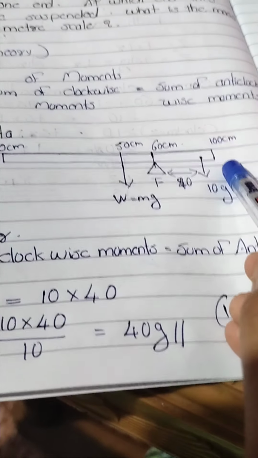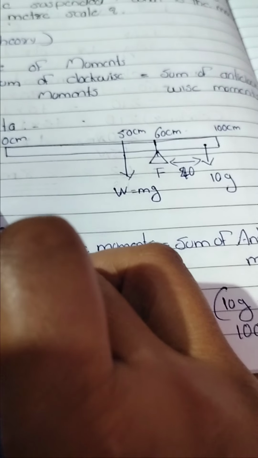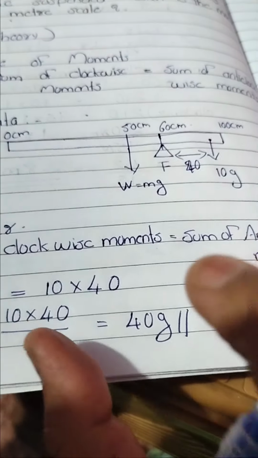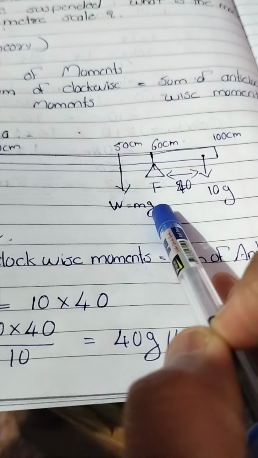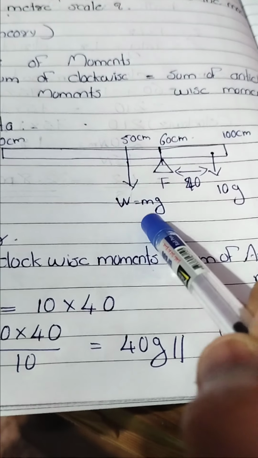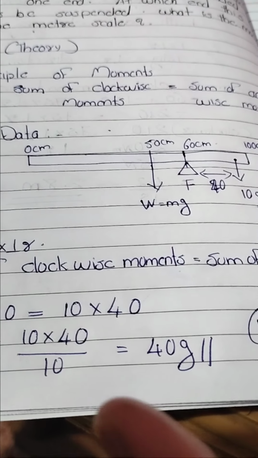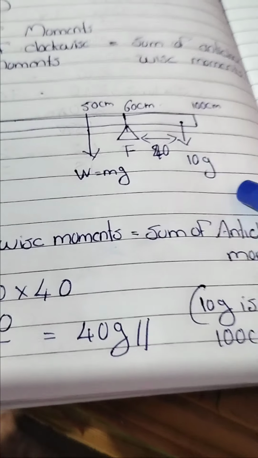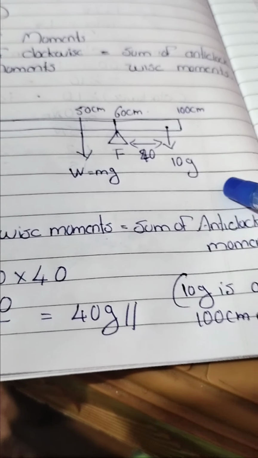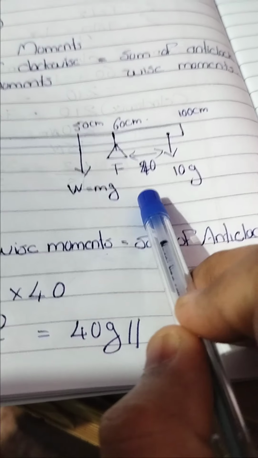Okay, maybe you have a doubt why I cannot consider the 0 centimeter. The reason is that it is already horizontally balanced and at rest. The fulcrum is at 60 centimeter. One of the weights is already at the 50 centimeter. So we should balance this fulcrum. That's the reason we should consider the 100 centimeter side. I am putting this 10 gram weight there. So the distance from 60 to 100 is 40.